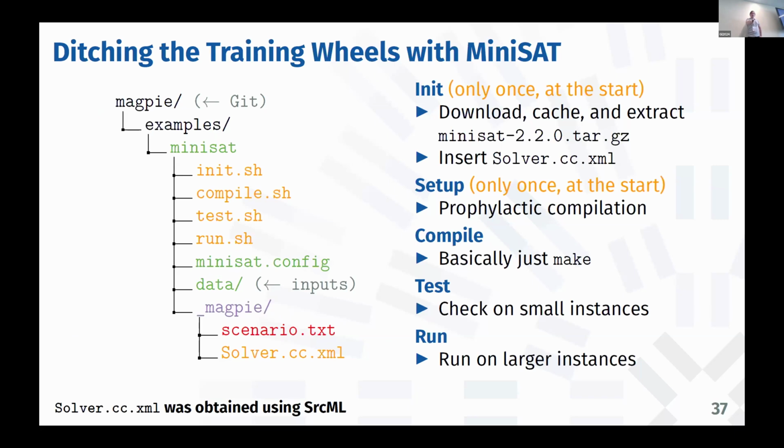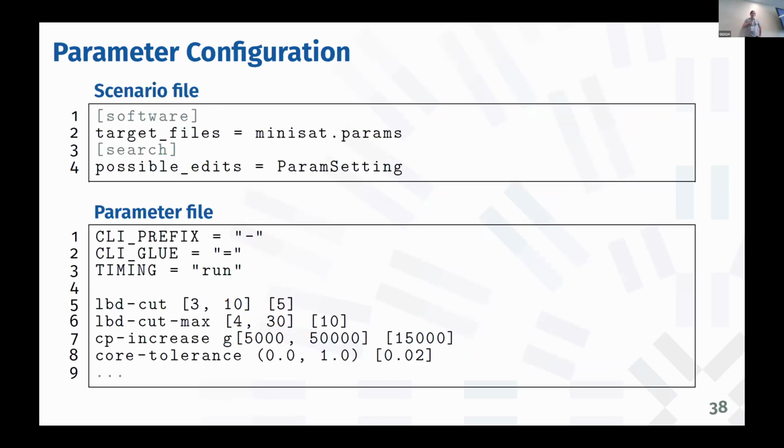And yes, there is a minisat.config, because you can specify a lot of things on the CLI of Minisat. At execution time, you can change many options that change how the software works, and that is what we will want to optimize right now. Scenario files: the only thing that we care about is the target files, which will be minisat.params, the file just below, and possible edit, which will be param settings.